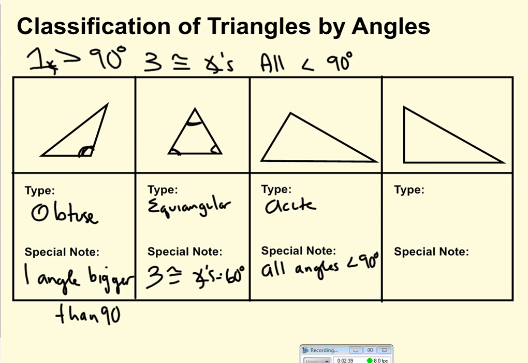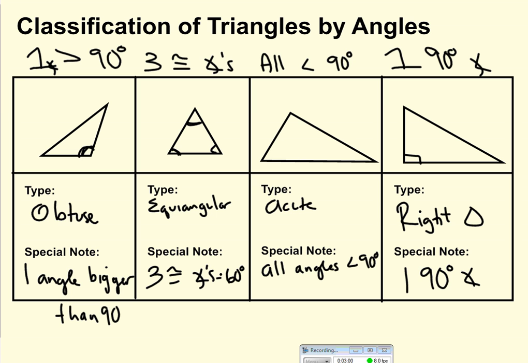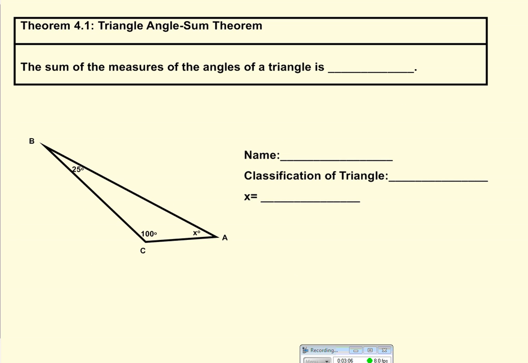The last one has got a right angle. A 90-degree angle, it has exactly one of those. So you have one 90-degree angle. One 90-degree angle is enough to tell me that it is a right triangle. And that is exactly what it means. That is how it determines it. So those are my four possibilities by angles. You also need to be able to do it by sides.